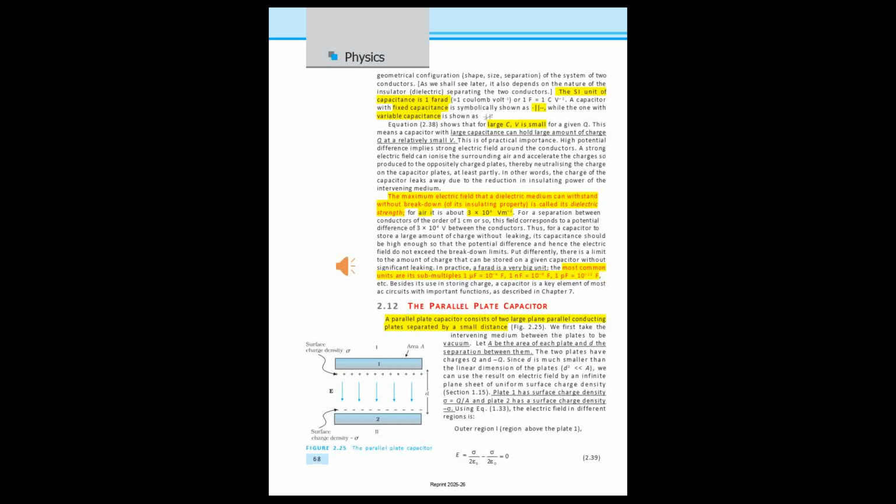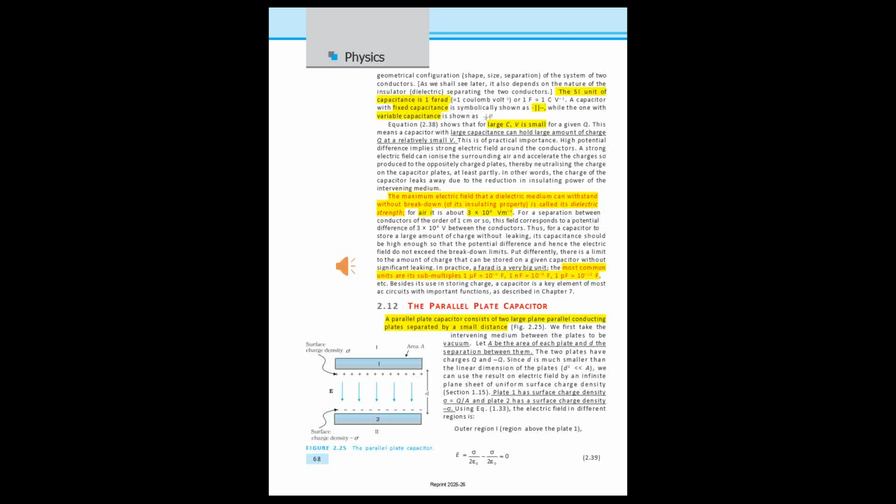Put differently, there is a limit to the amount of charge that can be stored on a given capacitor without significant leaking. In practice, a farad is a very big unit. The most common units are its submultiples. 1 microfarad equals 10^-6 F, 1 nanofarad equals 10^-9 F, 1 picofarad equals 10^-12 F. Besides its use in storing charge, a capacitor is a key element of most AC circuits with important functions, as described in Chapter 7.